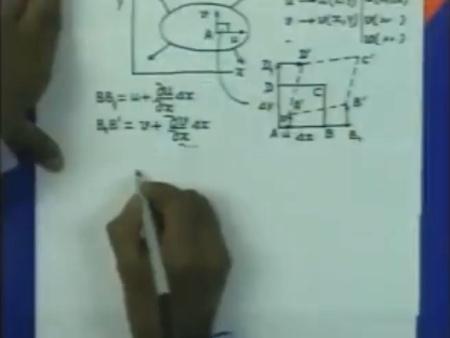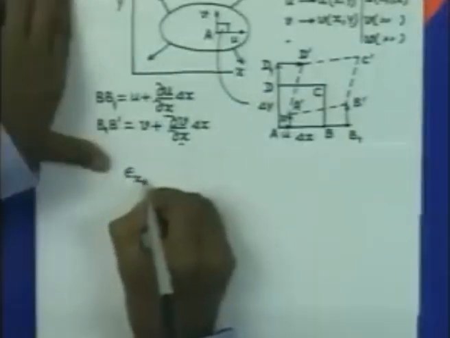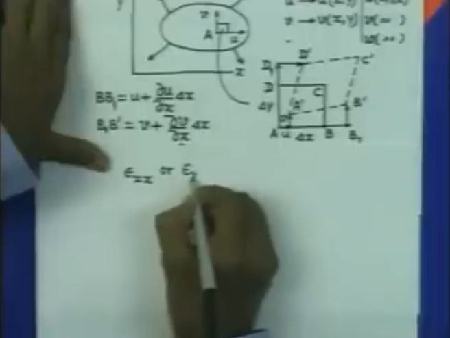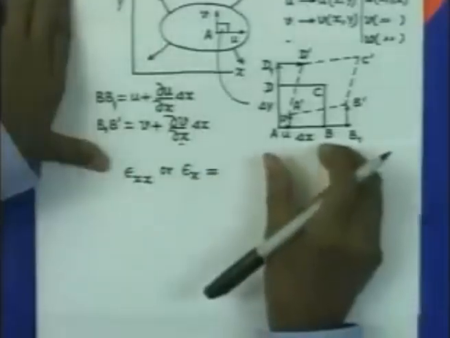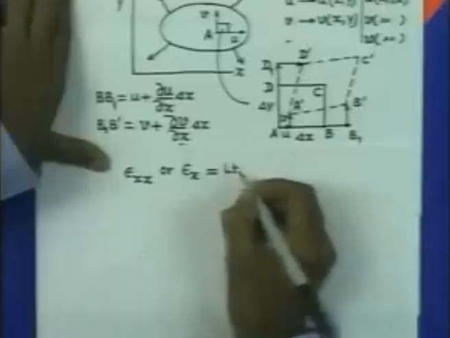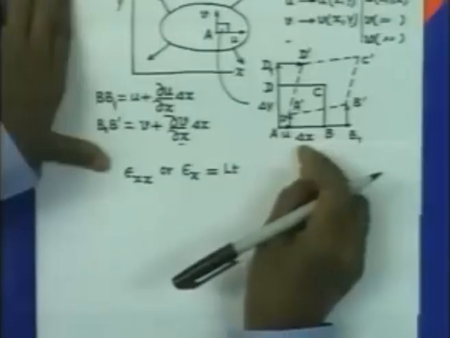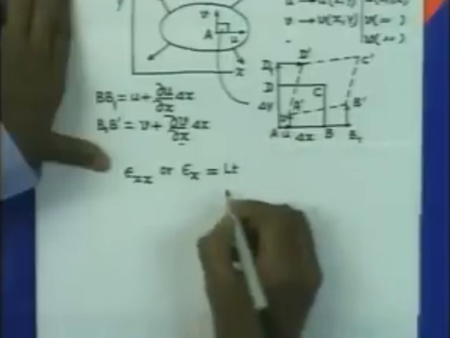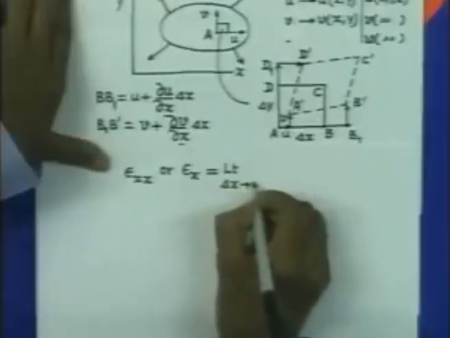Now, we would like to calculate the strains at the point A, and the strains are defined like this. The strain at the point A in the x direction, represented by epsilon xx, or in short epsilon x, is the rate of change of deformation of AB in the x direction, as delta x tends to 0. That gives us the strain at A.